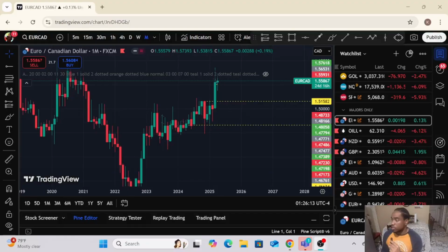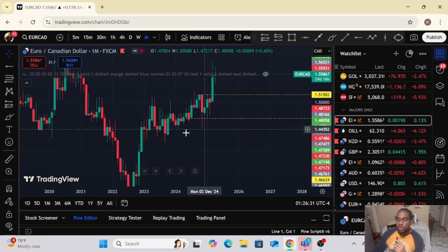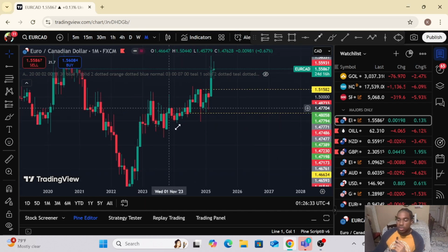Okay, so now that we're on the charts, we're going to be looking at 4 different examples. Like I mentioned, price is fractal. So what you see on one time frame, you're going to see it on the other time frame. We're going to be looking at the monthly, weekly, daily, and 4-hour. So here we have EuroCAD. We could definitely see that EuroCAD has been bullish. Each individual candle here represents 1 month of price action.